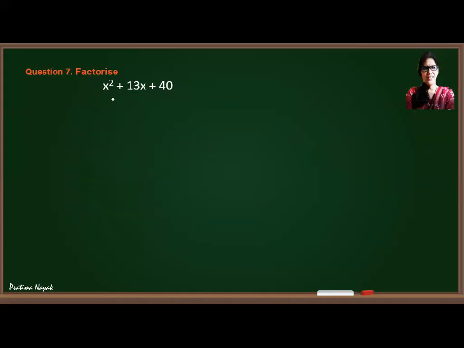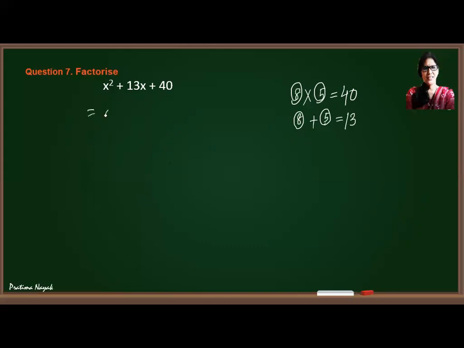Next, x square plus 13x plus 40. So you can pause the video and do it yourself. Then you can compare whether you have done it right or wrong. So it is very simple. 8 multiplies 5, 40. 8 plus 5, 13.